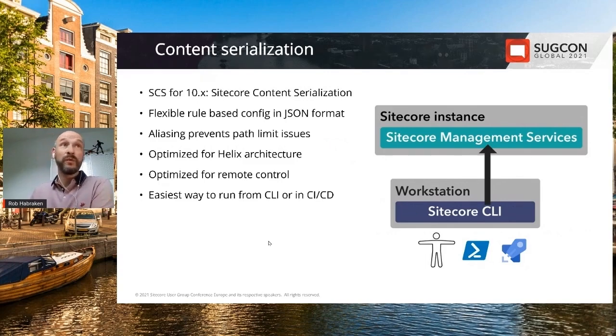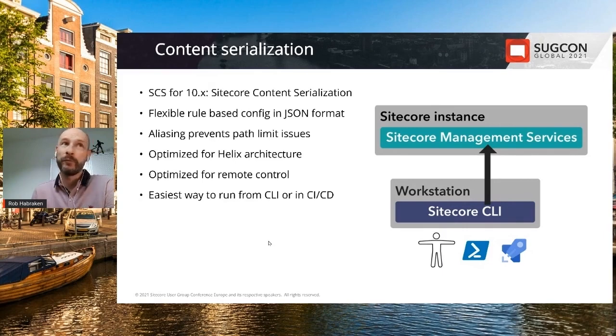Also, as I already mentioned, you need to serialize your site content. You can do that with Unicorn, with EDS, but in Sitecore 10, we've got a new tool, and that is Sitecore Content Serialization. And I would say that it is a good idea to look into that, because it's very flexible. It's a rule-based configuration. The configuration and the output format are both in JSON. It has some neat features like aliasing, so you don't have to cope with the issue of the path limit. And it's optimized for the Helix architecture as well as for remote control.